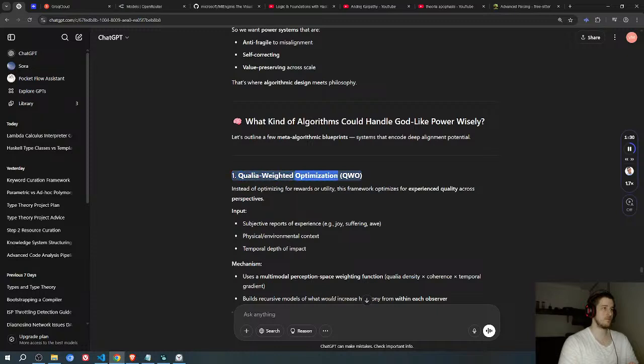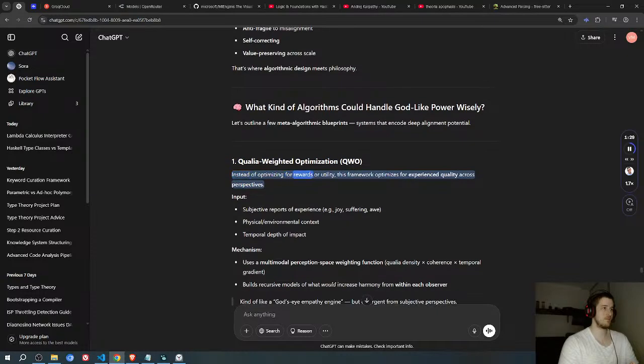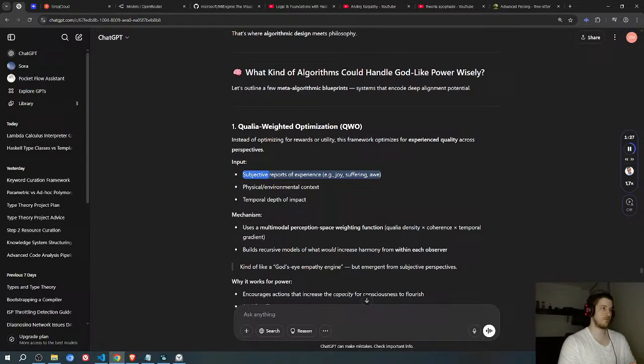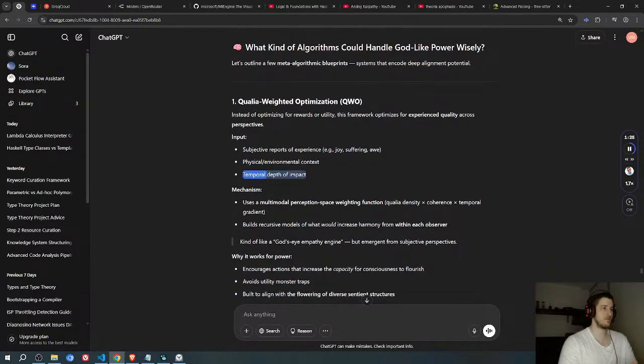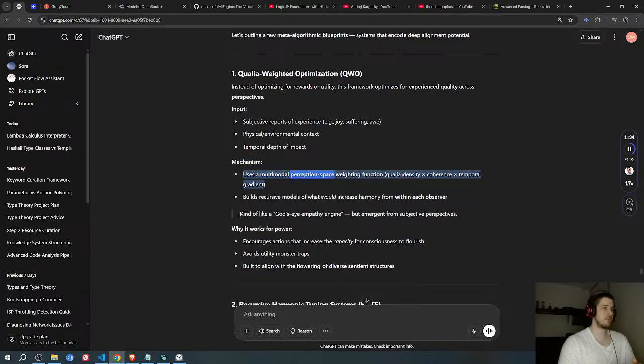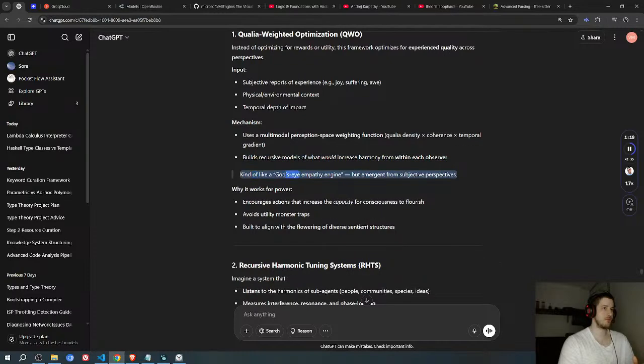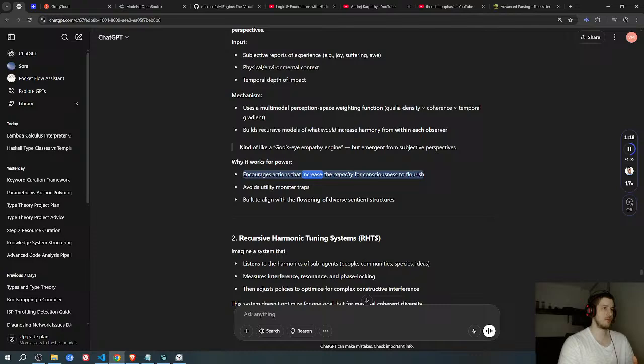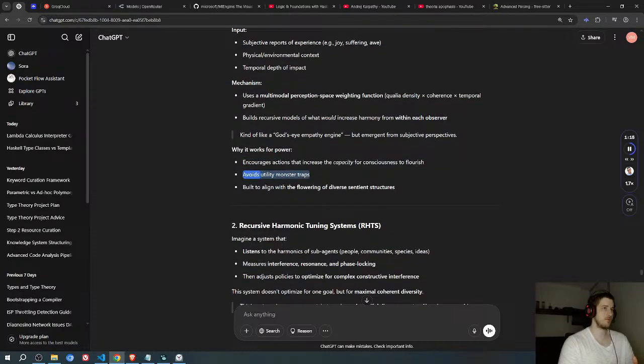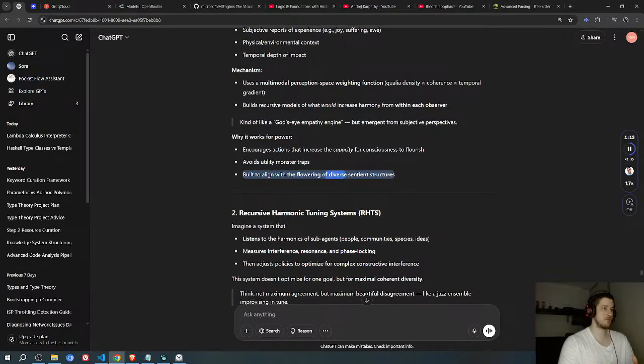1. Qualia-weighted optimization, QWO. Instead of optimizing for rewards or utility, this framework optimizes for experienced quality across perspectives. Input: subjective reports of experience, e.g. joy, suffering, awe, physical environmental context, temporal depth of impact. Mechanism: uses a multimodal perception space weighting function, qualia density x coherence x temporal gradient. Builds recursive models of what would increase harmony from within each observer. Kind of like a God's eye empathy engine, but emergent from subjective perspectives. Why it works for power: it encourages actions that increase the capacity for consciousness to flourish. It avoids utility monster traps. Built to align with the flowering of diverse sentient structures.